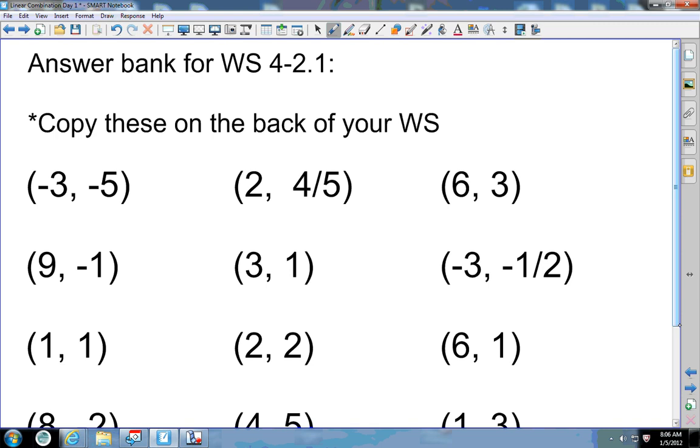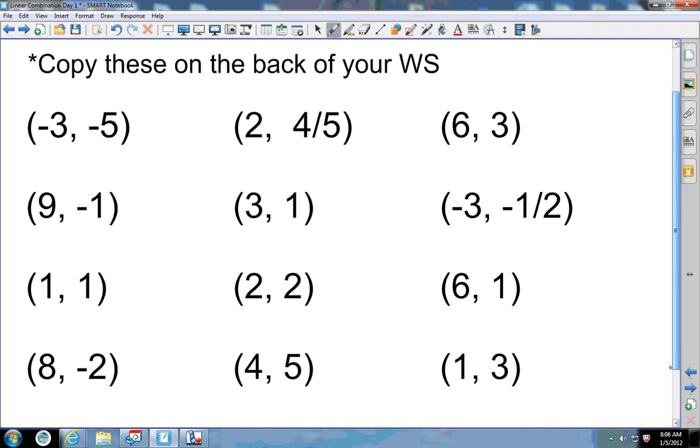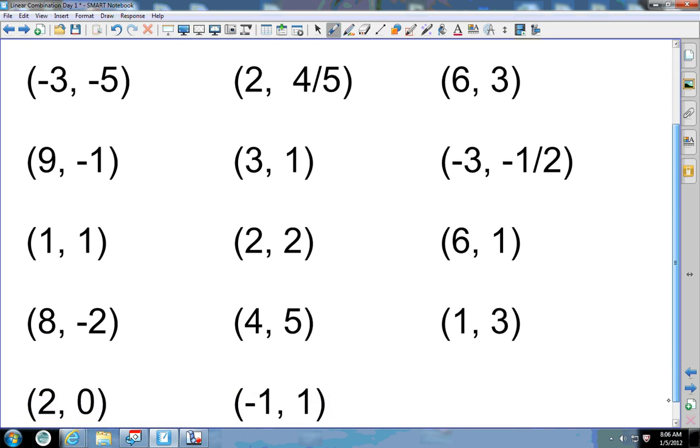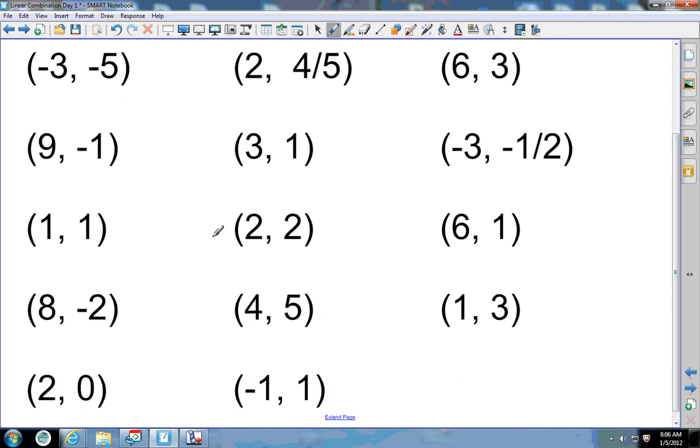Okay. For those of you working on the worksheet on 4-2.1, you want to copy these on the back of your worksheet because these are the answer choices that you're going to have on this worksheet.